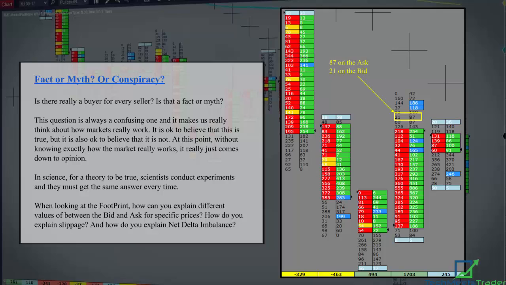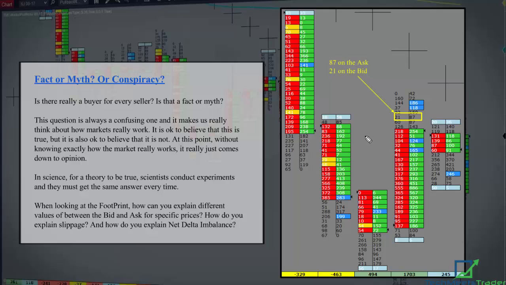But in science, for a theory to be true, scientists conduct experiments and they must get the right answer, the same answer every single time. When looking at the footprint, how can you explain different values between the bid and the ask for specific prices? How do you explain slippage, and how do you explain net delta imbalances? Here on the image next to the text, I highlighted an area, and this is true almost everywhere, where the ask is greater than the bid or the bid is greater than the ask.